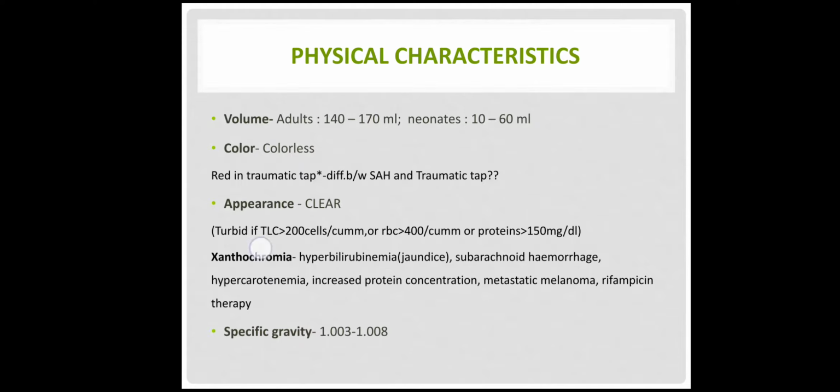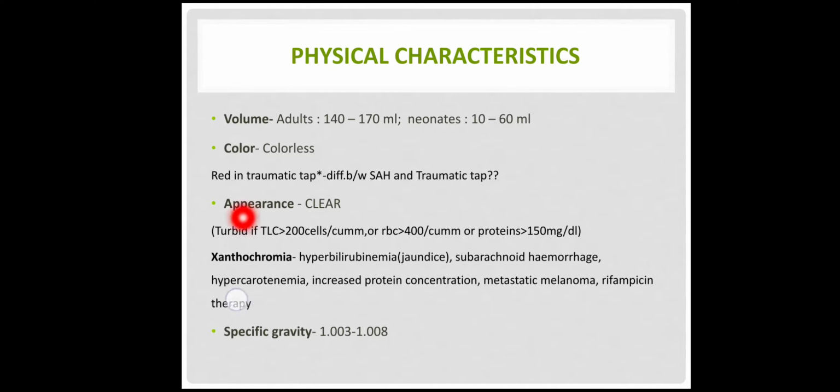Now next point is that the appearance is clear for a normal CSF, and CSF will be turbid if TLC is more than 200 cells per cubic millimeter, or RBC count is more than 400 per cubic millimeter, or if CSF protein level is more than 150 milligram per deciliter. So in these cases the CSF appearance will be turbid.